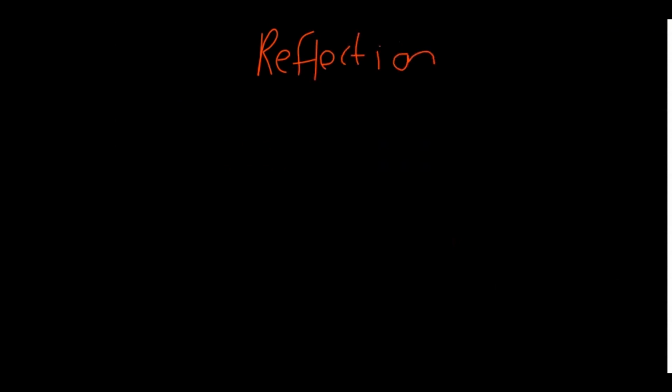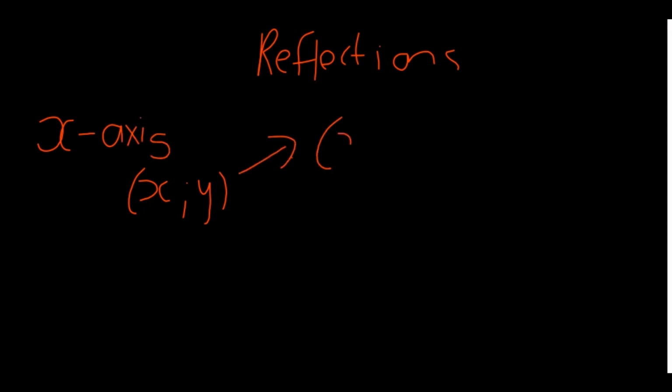Now we start always with our original point x, y. That's your original point, right? If it is reflected in the x-axis, the point will now become, the x is still the same, but the opposite sign for y. I say the opposite sign because if it was a negative in the beginning, it would be a positive here. So it's the opposite sign for the y coordinate.